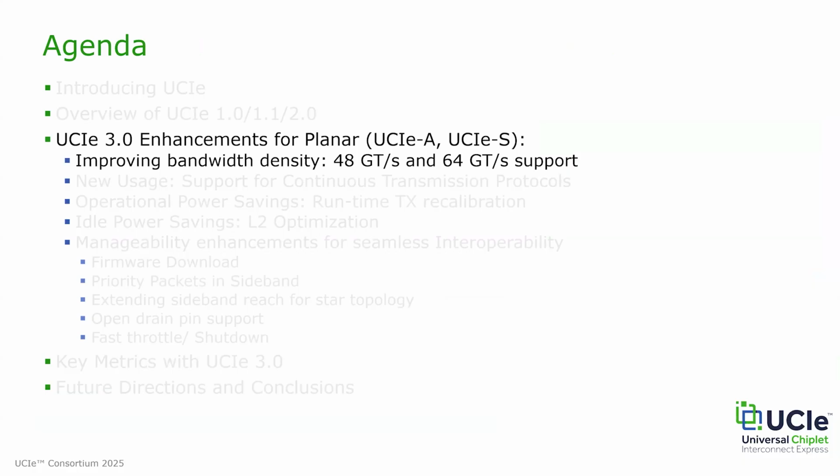Now let's talk about the UCIe 3.0. Let's delve deeper into that, and we'll start with the doubling of the bandwidth for the planar UCIe, that is UCIe-S and UCIe-A. The UCIe 3D will continue to be at the SoC frequency only, at less than 4 gig, that we will see.